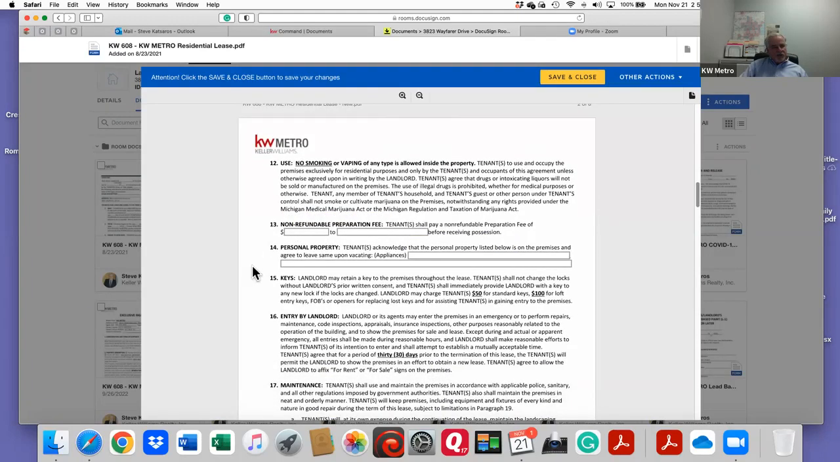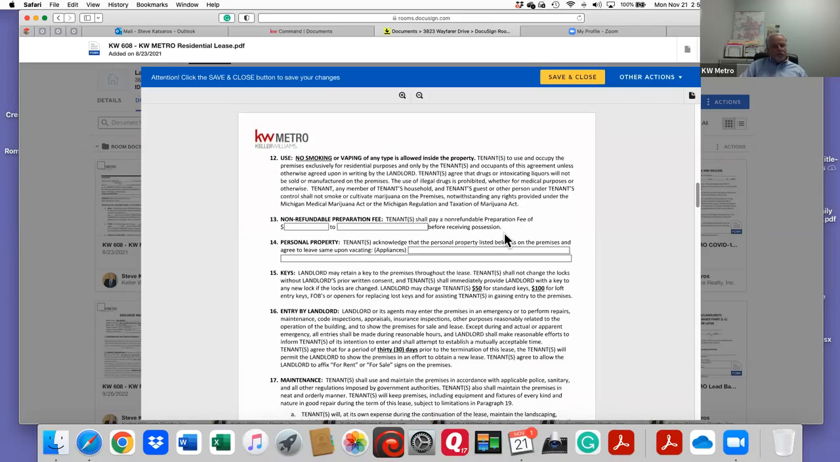So you can charge a non-refundable preparation fee here with the landlord as part of the lease. This can flow a number of different ways. You can charge the tenant, it's going to pay this fee, and then it could flow back to the landlord, or this is additional monies that you would get as part of the lease, depending on how you define it.